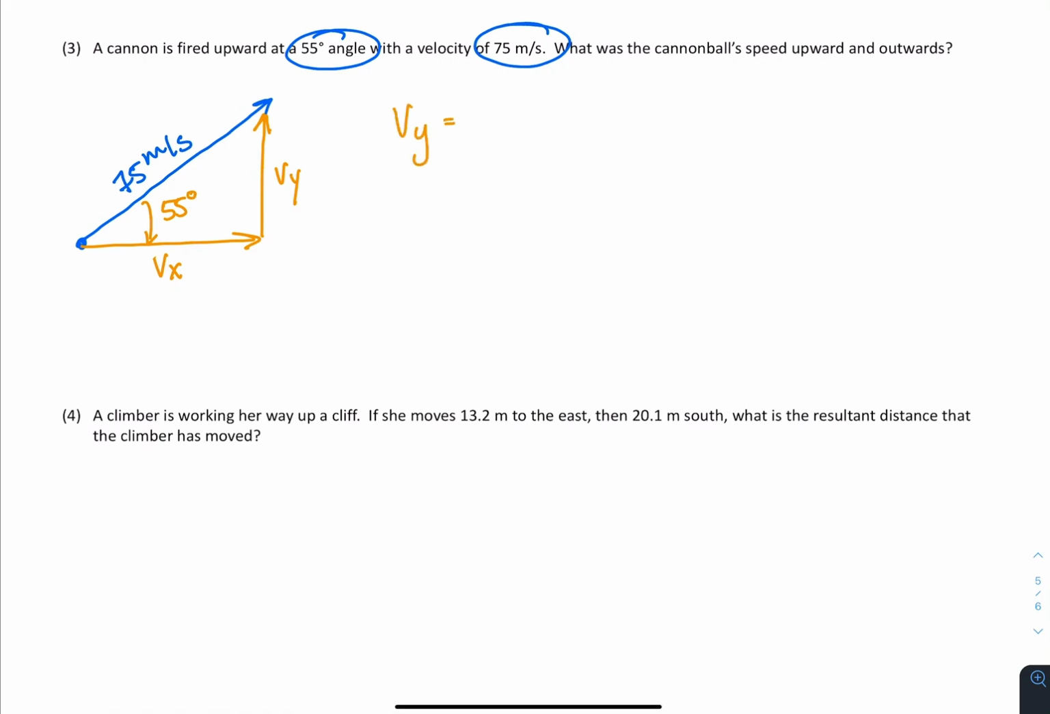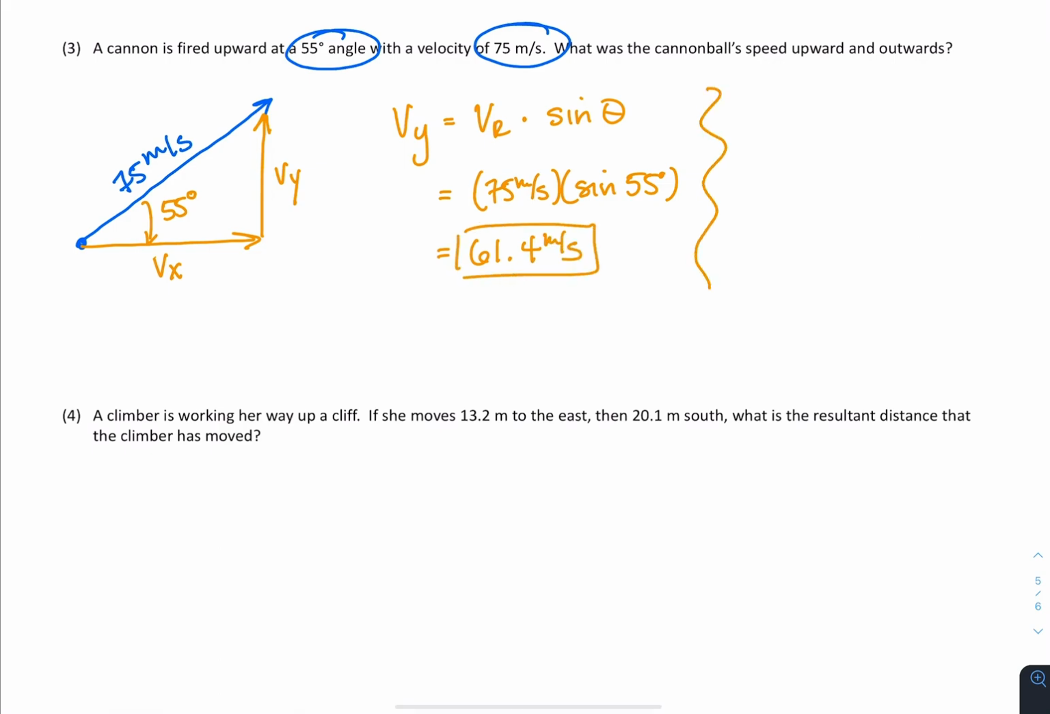So let's start with Vy. That's the sine, so it's going to be Vr times the sine of theta. So in this case, 75 meters per second times the sine of 55 degrees. We get our calculators out, we plug in our values, and we find that the vertical component has a value of 61.4 meters per second. Do not forget your units here. It's easy to forget them because we're doing all these sines and cosines. But it's still a measurement, so we've got to keep them there.